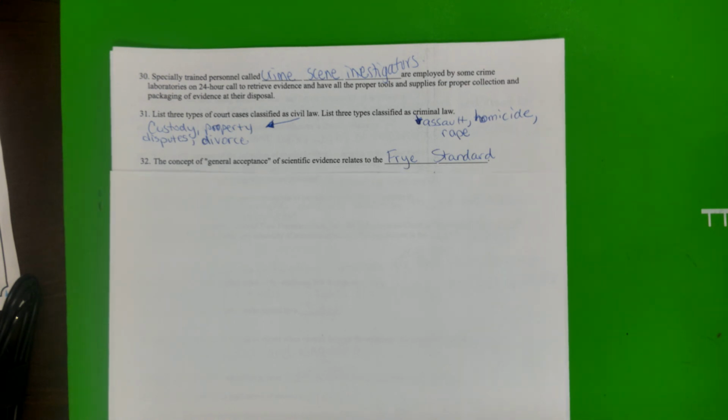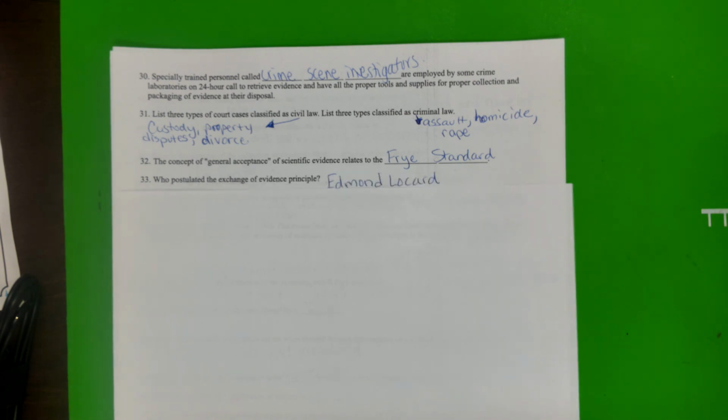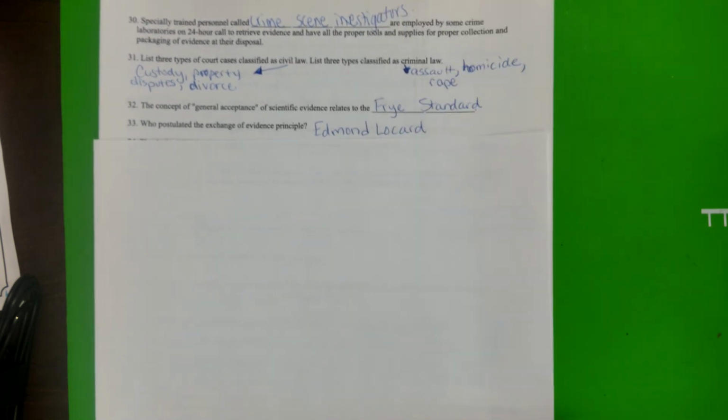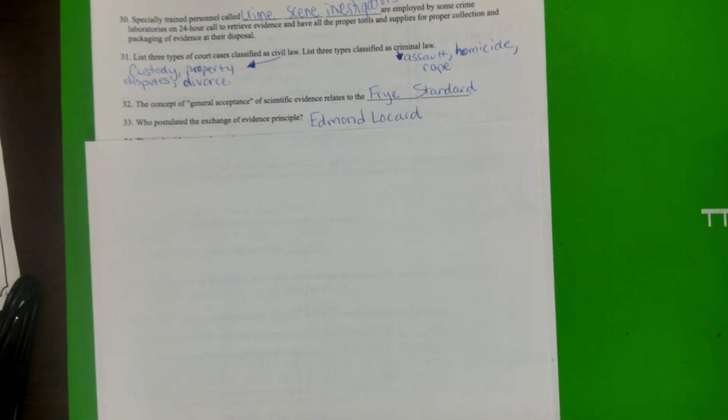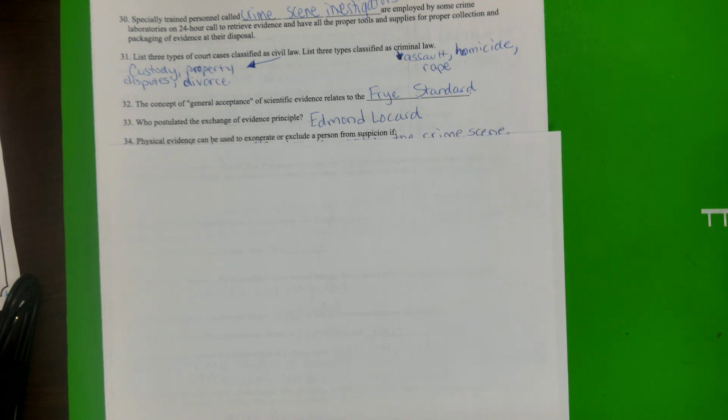Number 32, the concept of general acceptance of scientific evidence relates to the Frye standard. Very, very important. That's when they decided to make more scientific evidence more acceptable. Number 33, who postulated the exchange of evidence principle? That would be Edmond Locard. Look hard, especially trace evidence. We talked about how things travel around us that we cannot see. Sometimes we need a microscope or some magnifying lenses, basically.